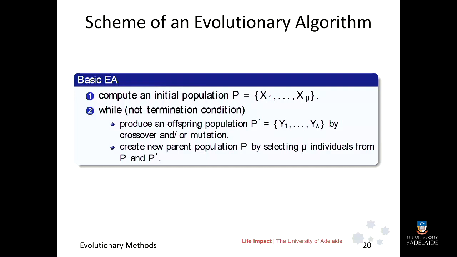And then you just have a while loop that is iterating. While you have not met any termination condition, meaning you have not exhausted your iteration budget, or you could terminate if you have not achieved an improvement for a certain amount of time. What you do then, you produce an offspring population by crossover and mutation, and you create a new parent population by selecting new individuals again from the parent and the children. So all that you need to do for an evolutionary algorithm is essentially implement these modules.